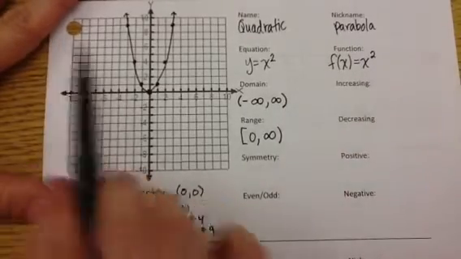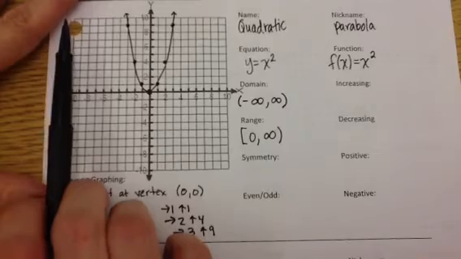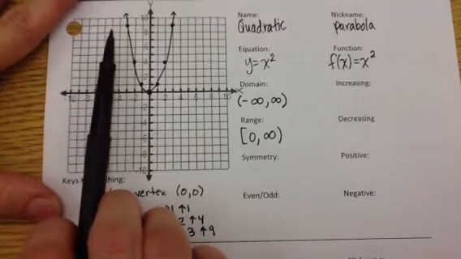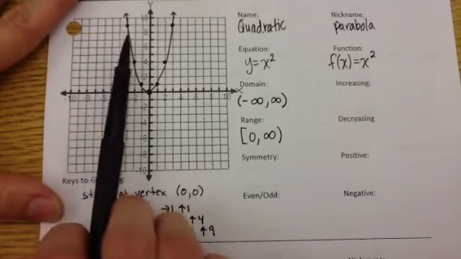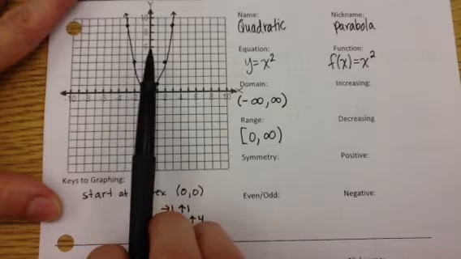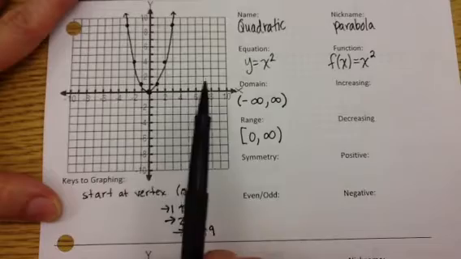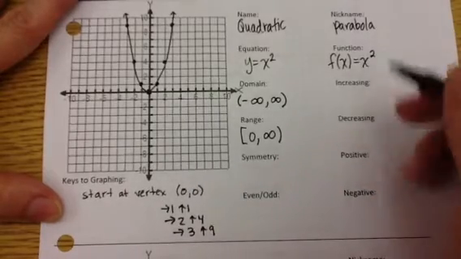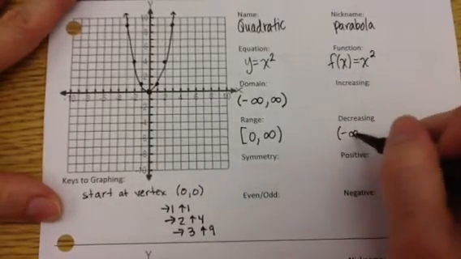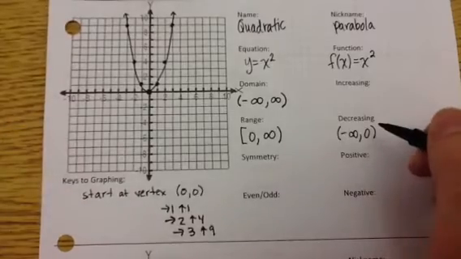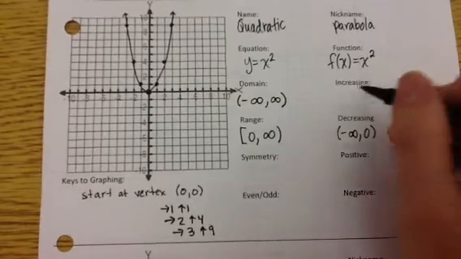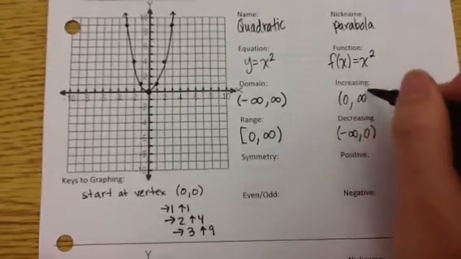As we move left to right, let's look at increasing and decreasing. This function is decreasing when we start at negative infinity until right here, which is x equals 0, and then it begins increasing towards positive infinity. So it was decreasing from negative infinity to 0, and then increasing from 0 to infinity.